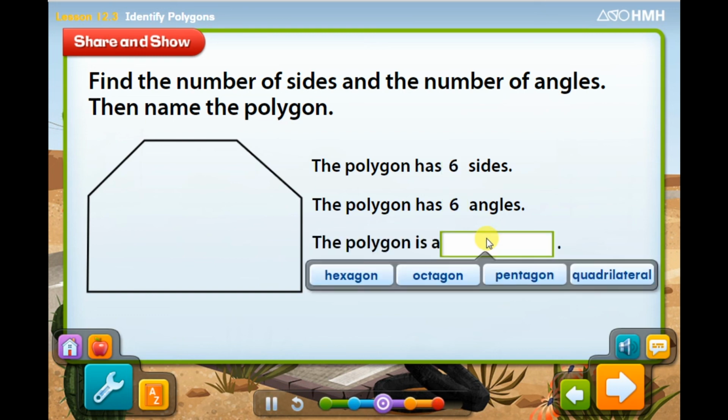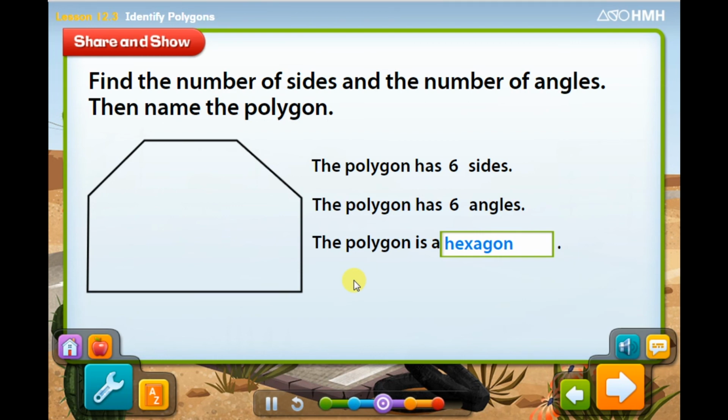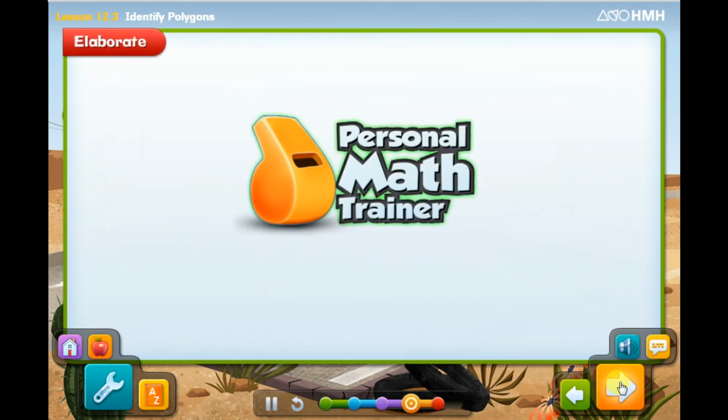What is the name of the polygon? Octagon has 8, pentagon has 5, quadrilateral has 4. So hexagon has 6, so it is a hexagon. That's right. The polygon is a hexagon. Try to memorize the names of the polygons. Now try your homework on your own with the personal math trainer. It includes the exercise you saw at the beginning of the lesson.